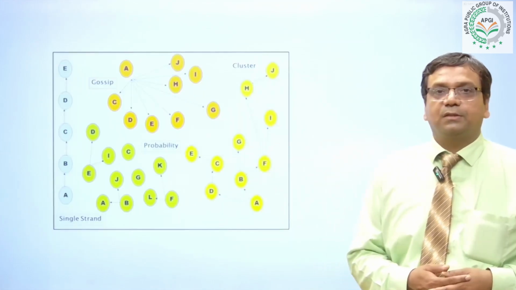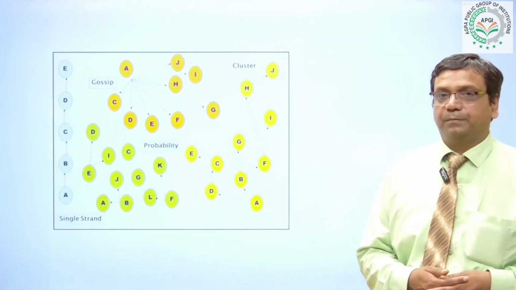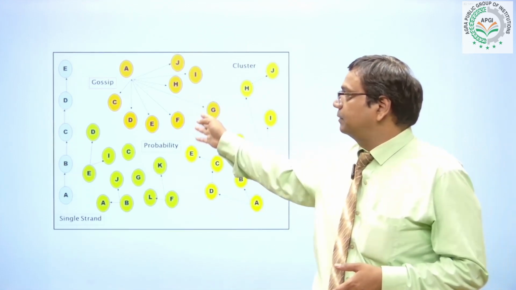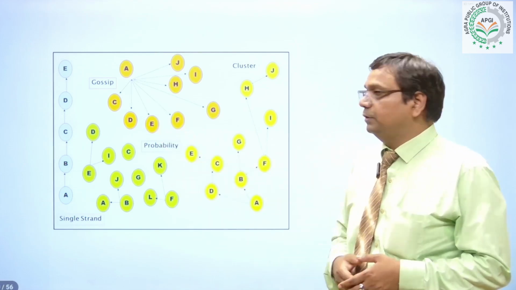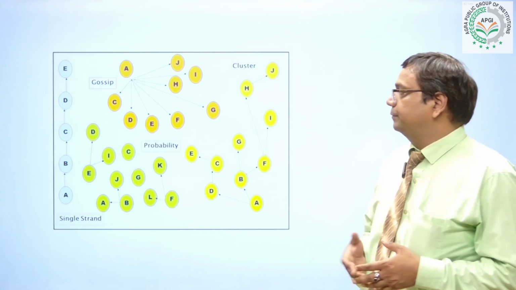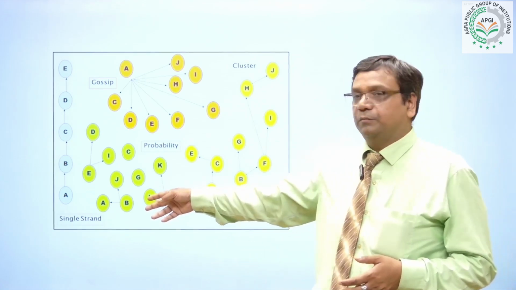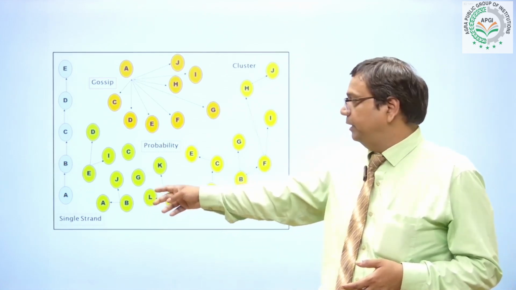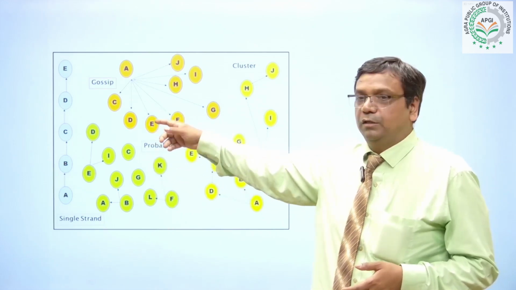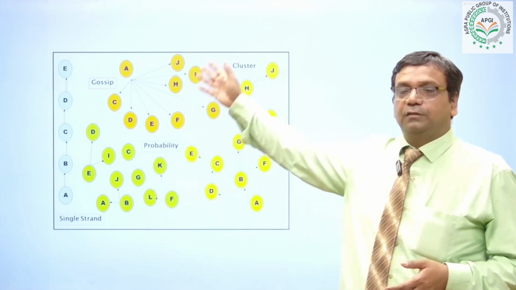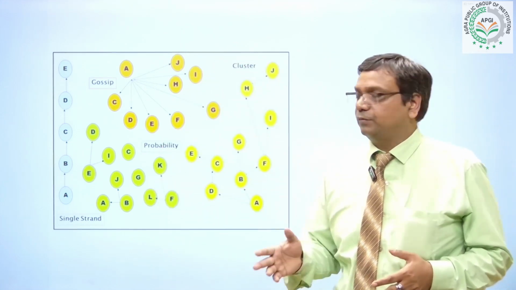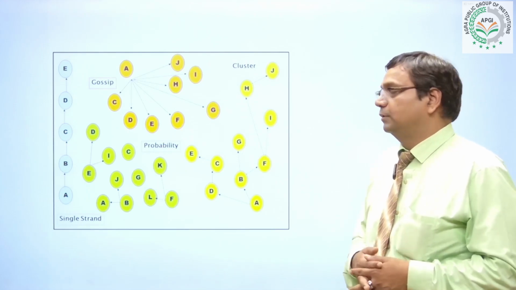Now you have to understand this chart, how the communication takes place. First is gossip. In gossip, one person is speaking something and other persons are listening. So this type of communication is called gossip communication. And we have another type, the single strand communication. A is speaking to B, B is speaking to C, C is speaking to D, D is speaking to E. So there is a chain where the information is transferred. This is called single strand communication.